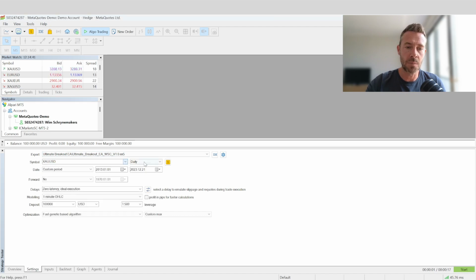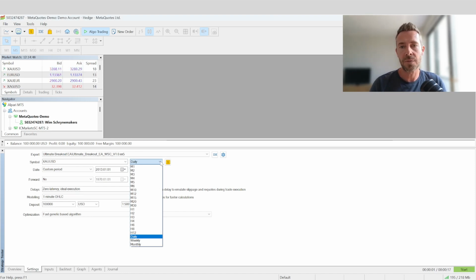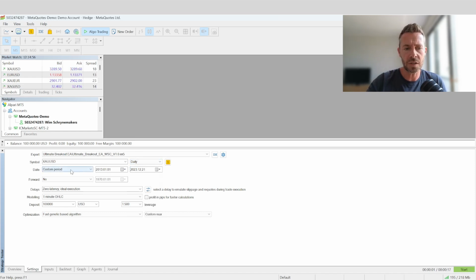So we're going to have symbol gold. Daily time frame for this example as well, because the daily time frame will be faster for doing the optimizations and is also more reliable, in my opinion, for a breakout strategy. I'm going to use a custom period, 2013 until the end of 2023.